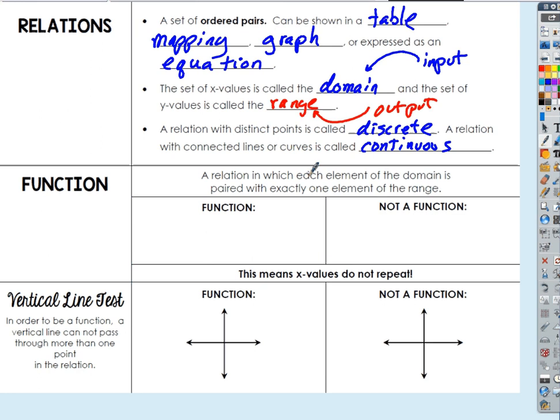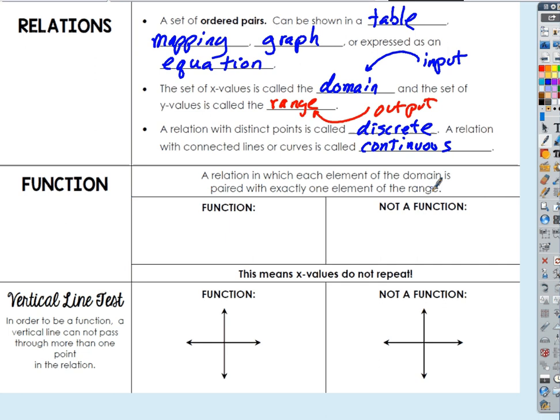That's crazy. A relation, so our fancy mathematical definition: a function is a relation in which each element of the domain is paired with exactly one element of the range. Okay, if that's true, you can make that easier though. And you've probably heard something like this before.